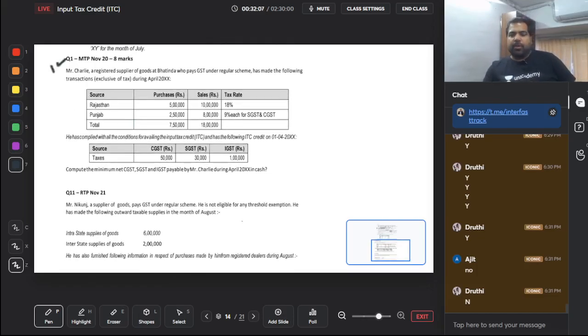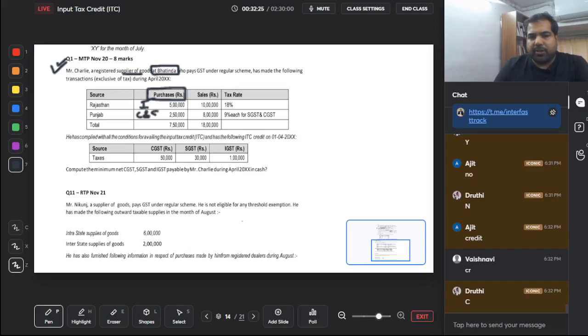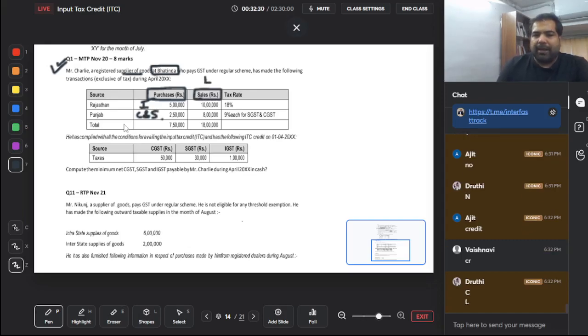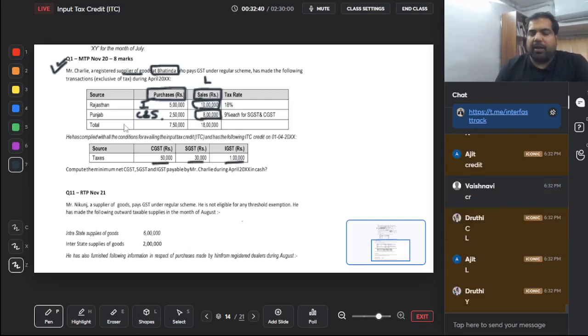Guys, this is the simplest question. I don't think this will ever come in your exam. This is supplier of goods. Please tell me, on purchases, what will you get? Credit. And he is at Bhatinda. Bhatinda is Punjab. So this you will get IGST credit. This you will get C and SGST credit. And on sales and supply, guys, what happens on sale and supply? It is liability. So on this you will pay IGST. On this you will pay C and SGST. So are both your ledgers made? Yes. This is the opening balance and you will have to pay. That is very, very simple.